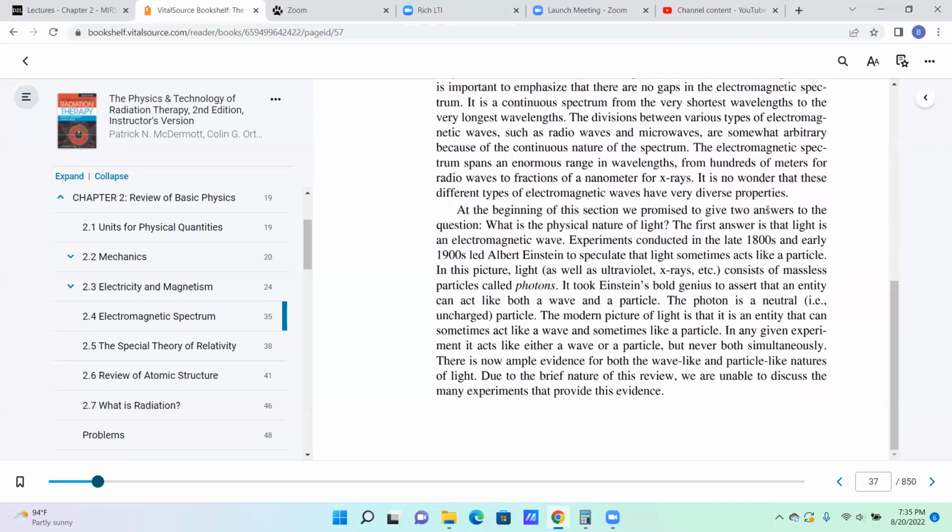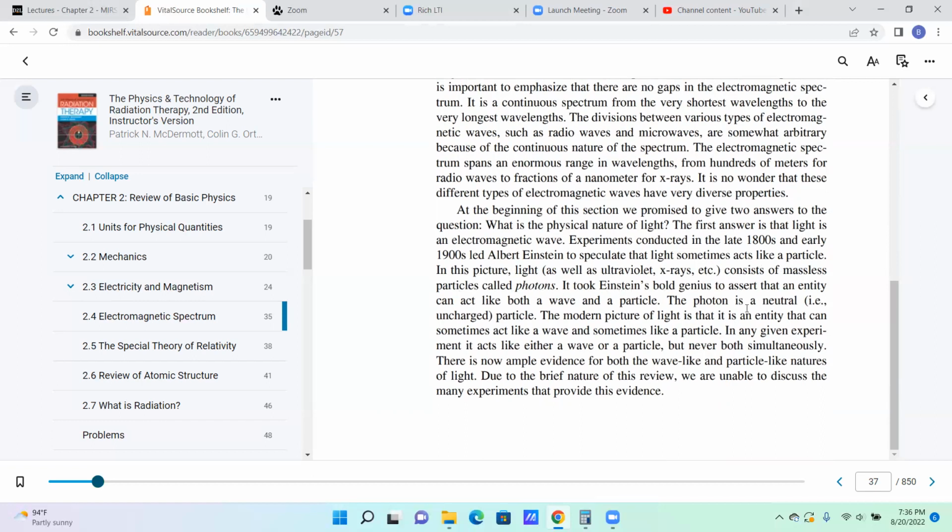At the beginning of the section, we promised to give two answers. What is the physical nature of light? And the first answer is that light is an electromagnetic wave. Experiments conducted in the late 1800s and 1900s led Albert Einstein to speculate that light sometimes acts like a particle. In this light, as well as ultraviolet, X-rays consist of massless particles called photons.